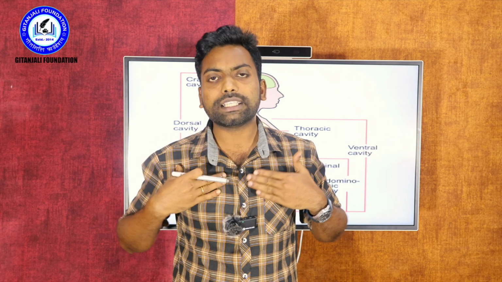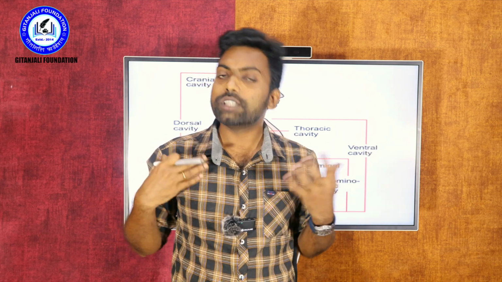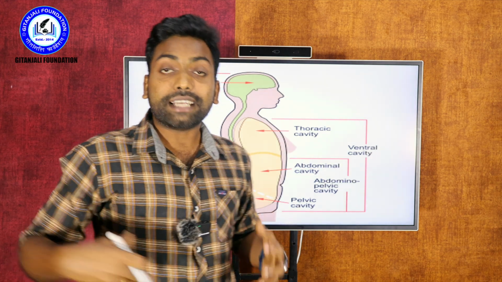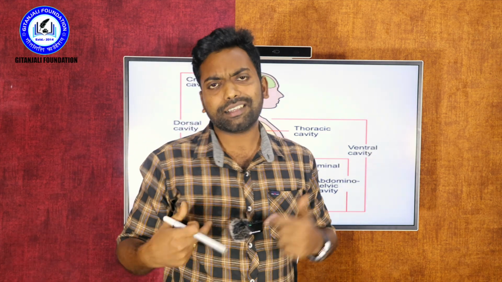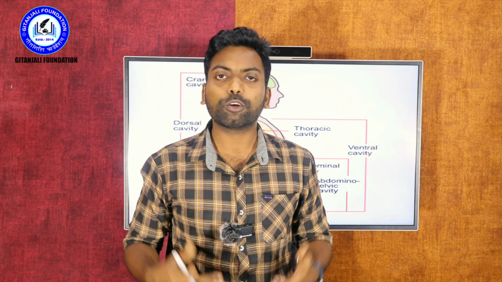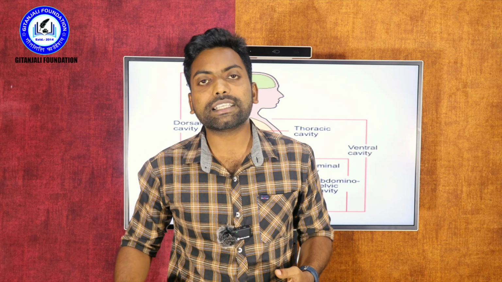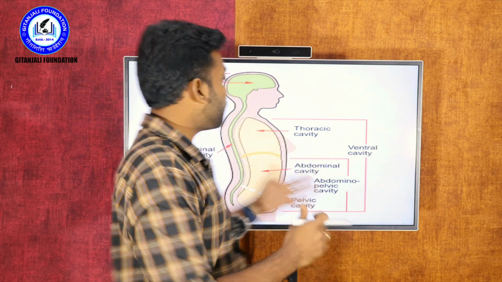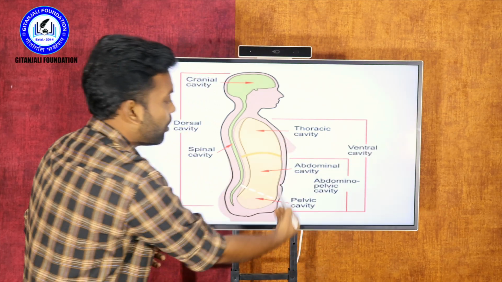As we know, the thoracic cavity has the heart, along with other organs. The abdominal cavity has the digestive organs such as the pancreas, liver, stomach, and intestines, the large intestine and small intestine. These parts belong to the abdominal cavity. The pelvic cavity has the reproductive organs. So this belongs to the ventral cavities.